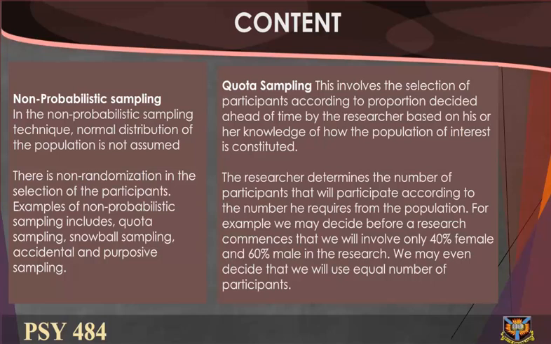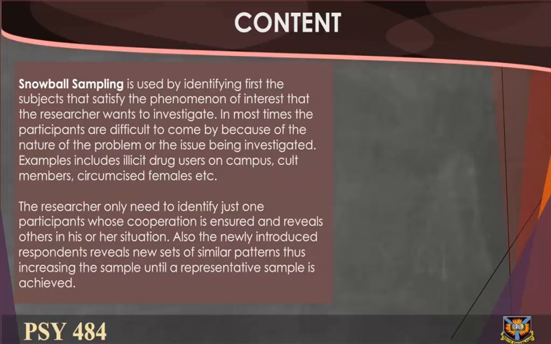Quota sampling. This involves the selection of participants according to proportion decided ahead of time by the researcher based on his or her knowledge of how the population of interest is constituted. The researcher determines the number of participants that will participate according to the number he requires from the population. For example, we may decide before a research commences that we will involve only 40% female and 60% male in the research. We may even decide that we will use equal number of participants.